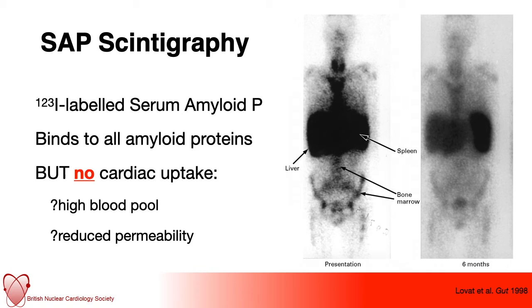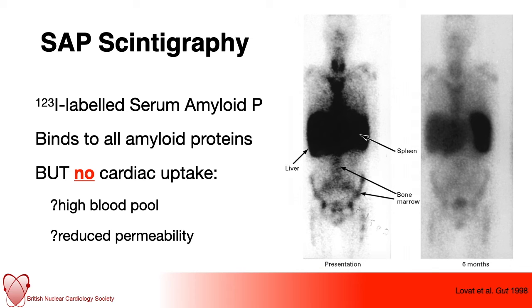So just moving away from DPD scintigraphy now, just a couple of brief slides on some of the other nuclear imaging modalities available in amyloidosis. So this is SAP scintigraphy, which was actually the PhD work of Professor Hawkins at the National Amyloidosis Centre, where you radiolabel serum amyloid P with iodine-123, which has a half-life of around 13 hours. And what you do is you inject around 200 megabecquerels and you image these patients about 24 hours after injection. The effective dose is around 4.5 millisieverts.